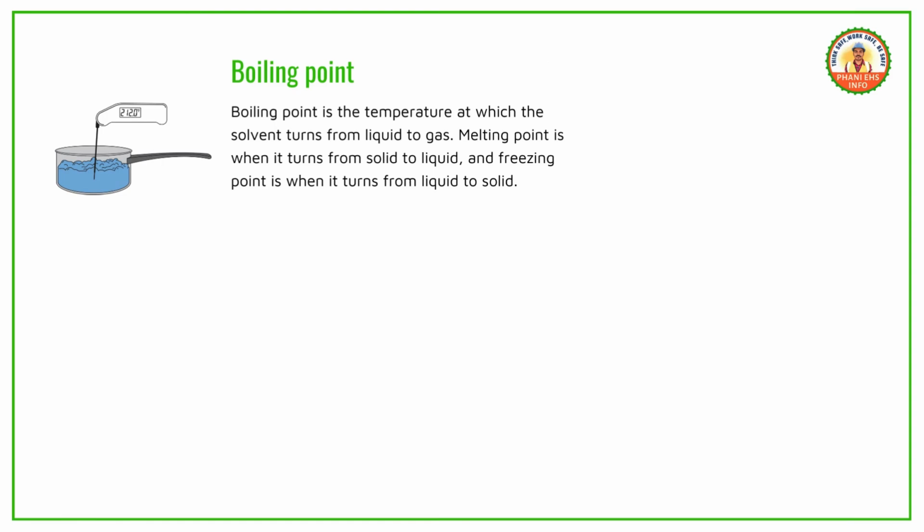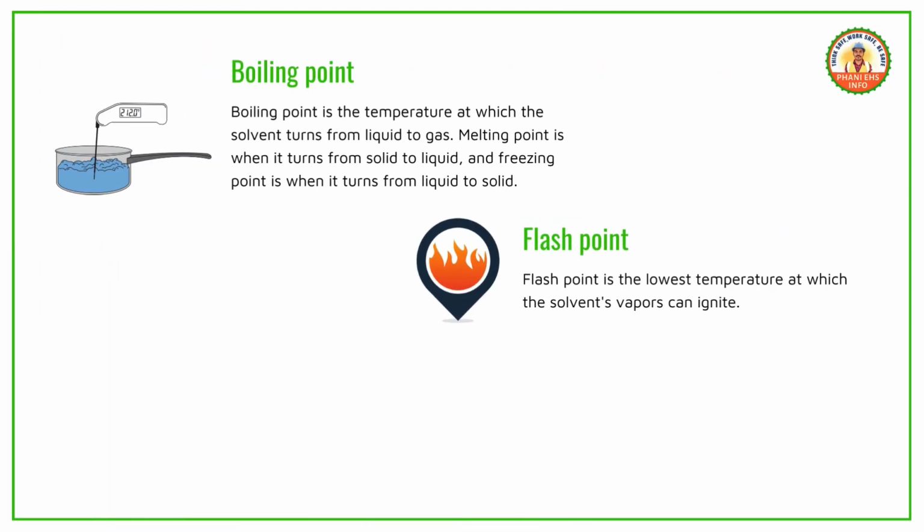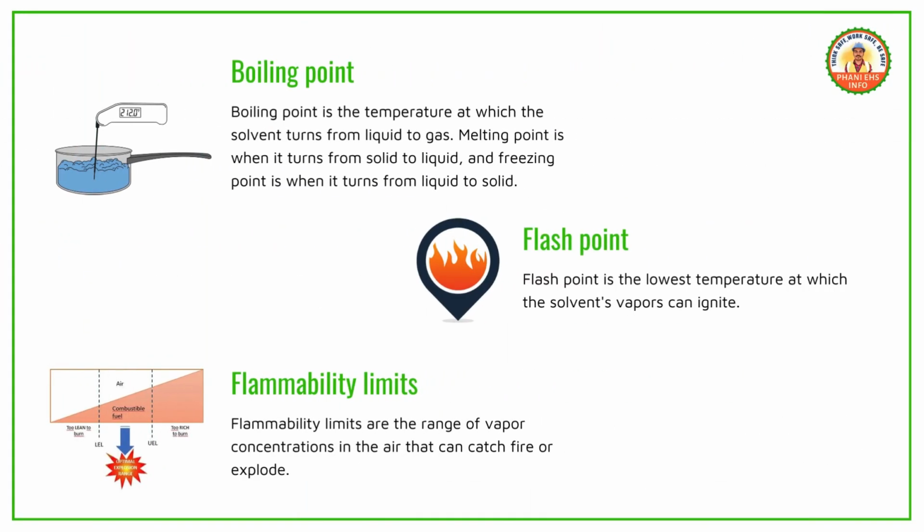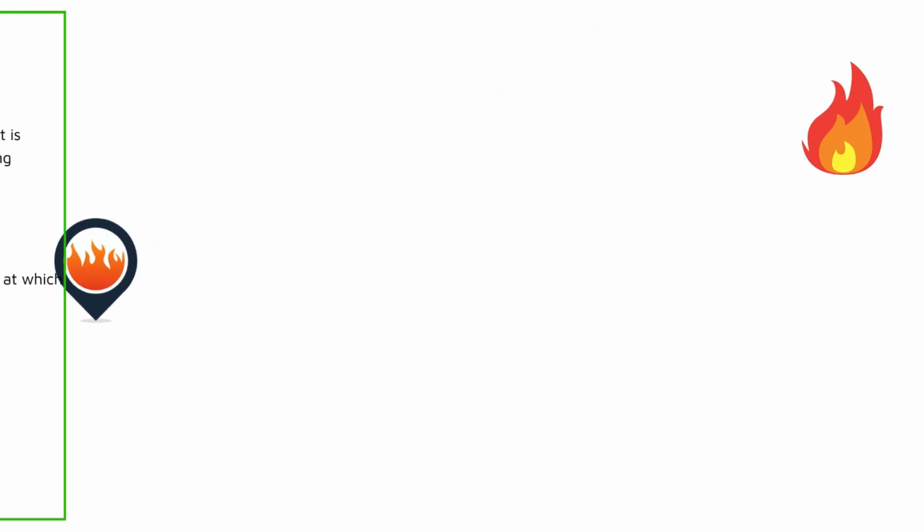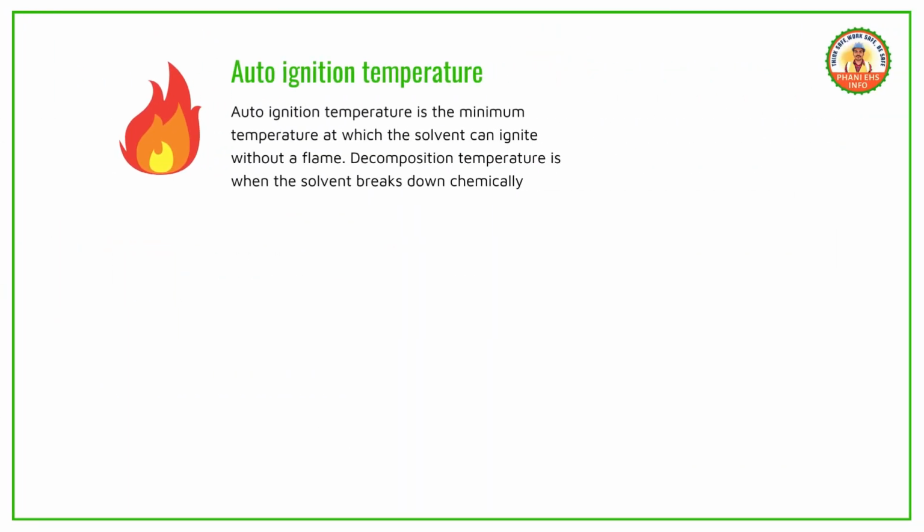Boiling point is the temperature at which the solvent turns from liquid to gas. Melting point is when it turns from solid to liquid, and freezing point is when it turns from liquid to solid. Flash point is the lowest temperature at which the solvent's vapors can ignite. Flammability limits are the range of vapor concentrations in the air that can catch fire or explode. Auto-ignition temperature is the minimum temperature at which the solvent can ignite without a flame. Decomposition temperature is when the solvent breaks down chemically.